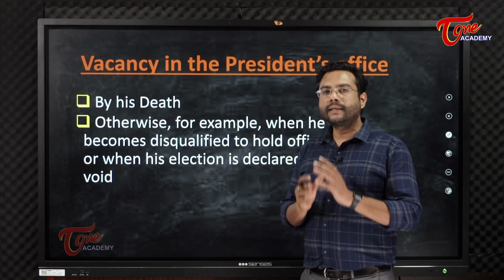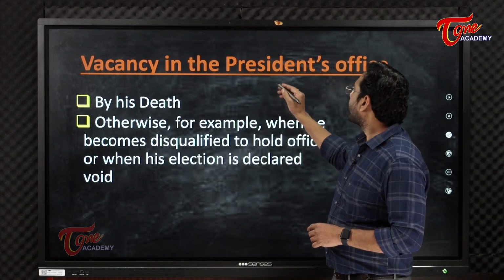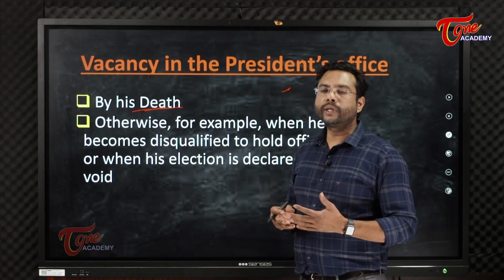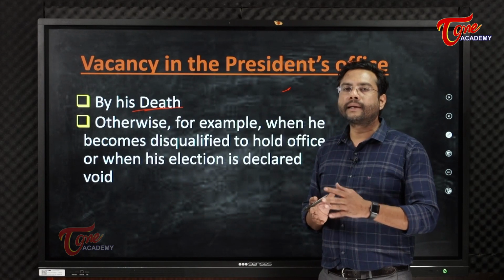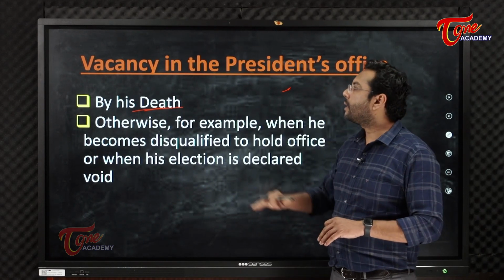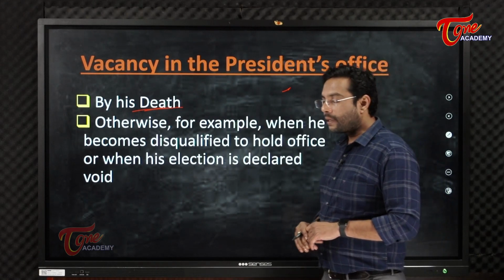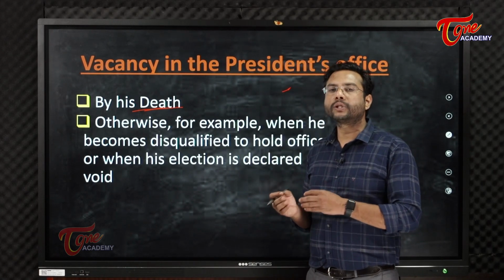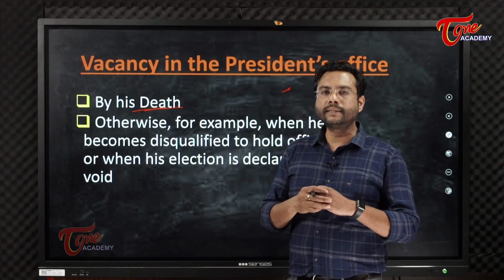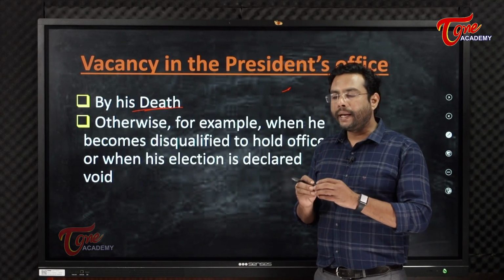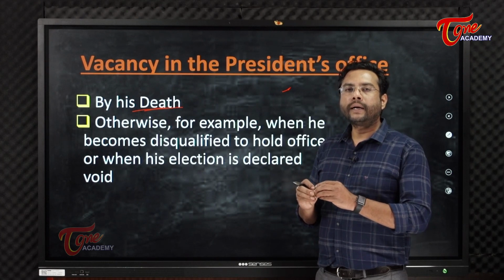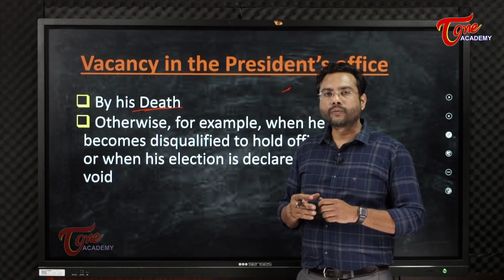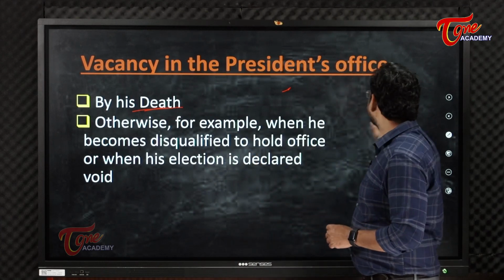One is when the president dies in the office, then there will be a vacancy to the president's post. Otherwise, when the election is disqualified, or the Supreme Court declares the election of the president as invalid, then there is a vacuum in the president's office. But here we have one condition: whatever acts were done by the president during his term, before the Supreme Court declared the election invalid, those acts are to be implemented. Those acts do not become invalidated. So whatever decisions were taken by the president before disqualification, those acts would be in place.